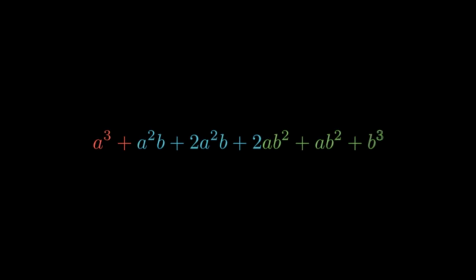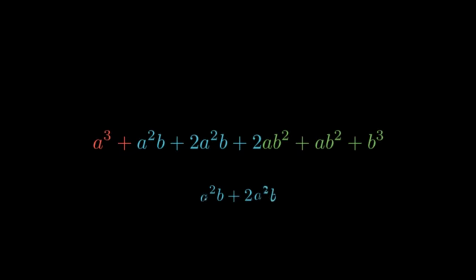Let's examine the expanded form of (a plus b) cubed. When we multiply this out completely, we get these 6 terms. Notice that we have several terms with the same variables. For example, we have a squared b appearing twice and ab squared appearing twice as well. Let's simplify this expression by combining these like terms.